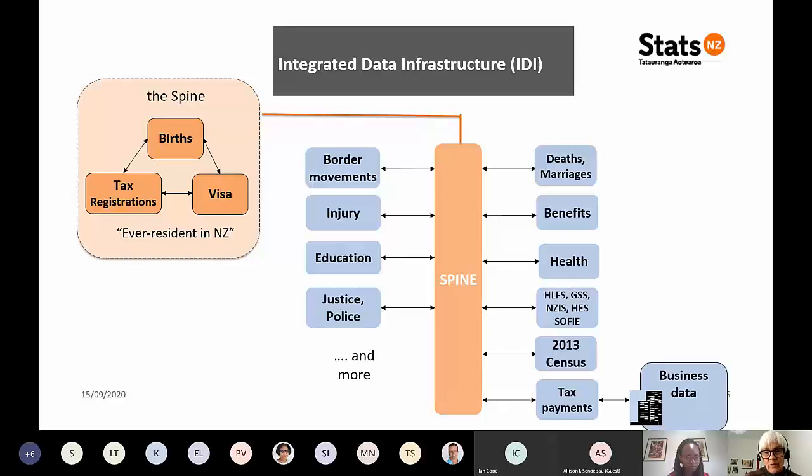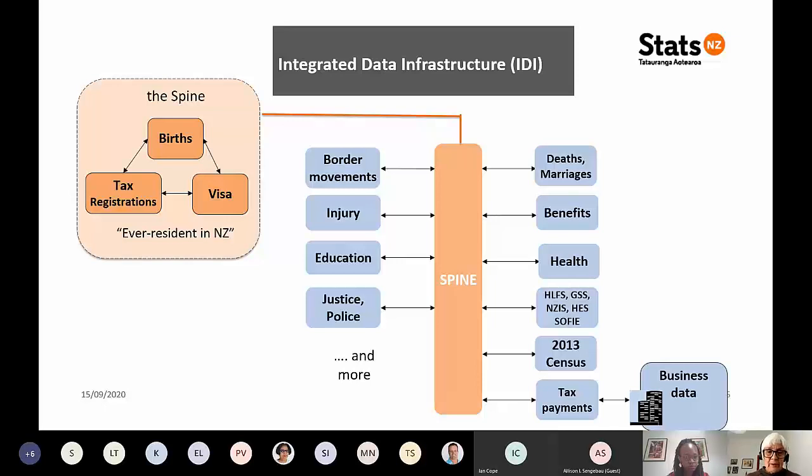We're very lucky to have border movements data, so that when people travel in and out of New Zealand, that's recorded and we match that to the spine. We've matched education data, justice and police data, benefits data, health data, tax data, very important, and a number of Stats New Zealand surveys, as well as the 2013 census. And that IDI has grown really quite rapidly over the last 5 years or so.